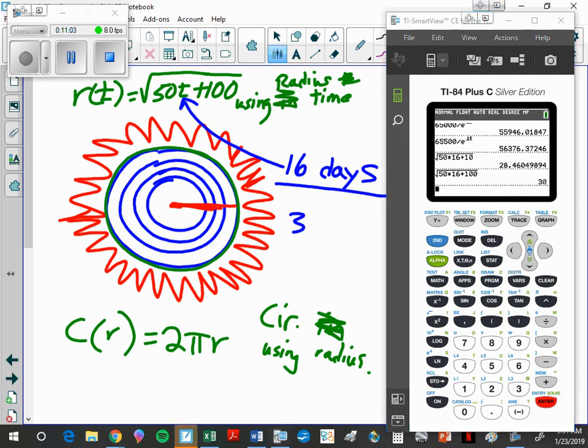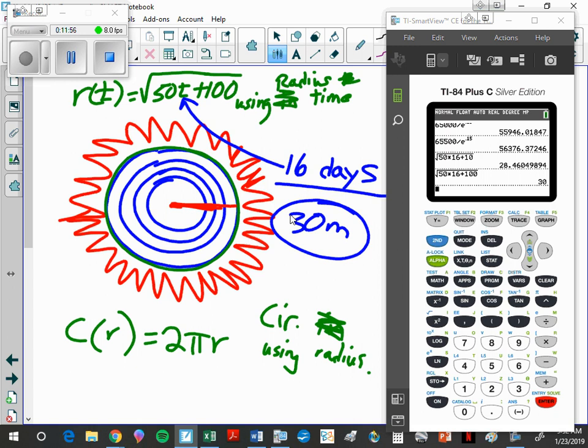And I get 30. 30 what? Meters. Okay. What does this mean? Well, hold on. That's not the goal. I'm trying to describe to you how this function works. So if it's going to take me 16 days before I'm ready, the radius of the circle will be 30 meters. Well, if the radius of the circle is 30 meters, how big is the circumference going to be?